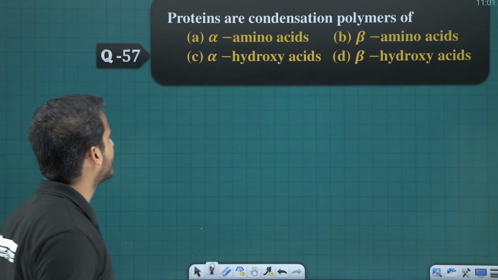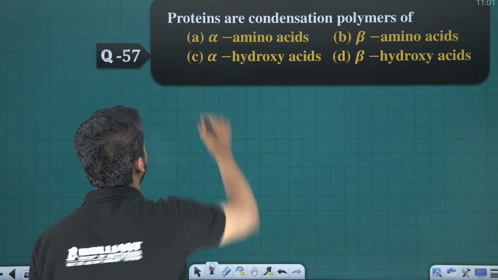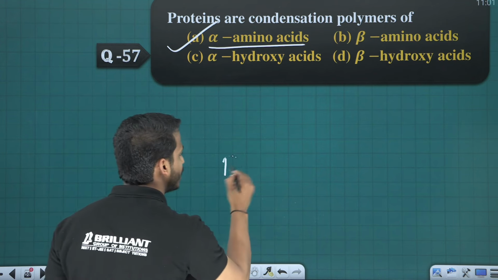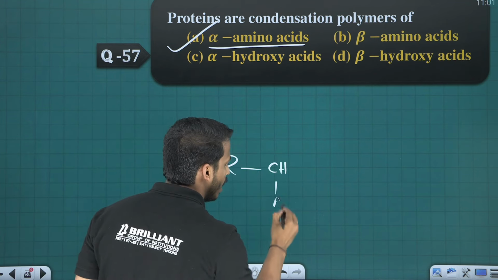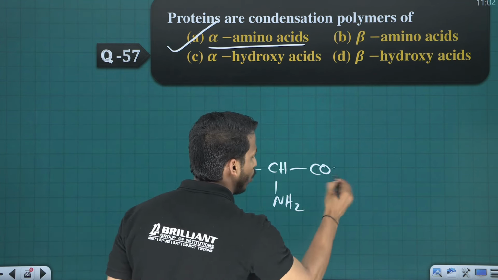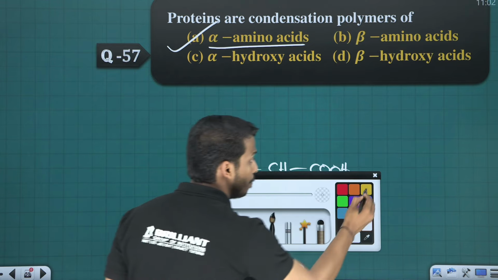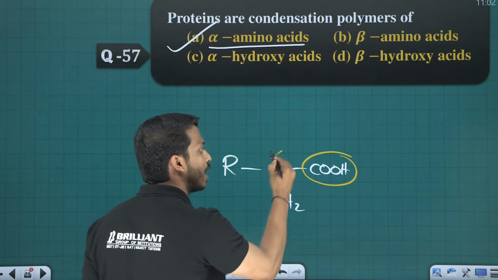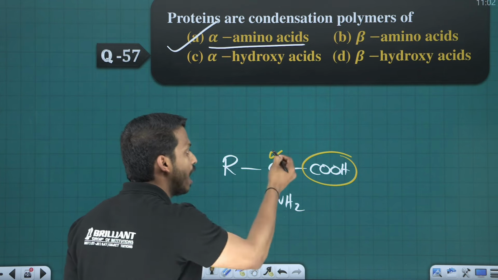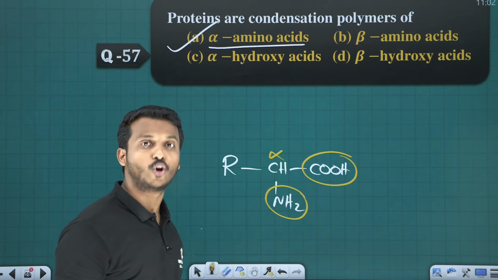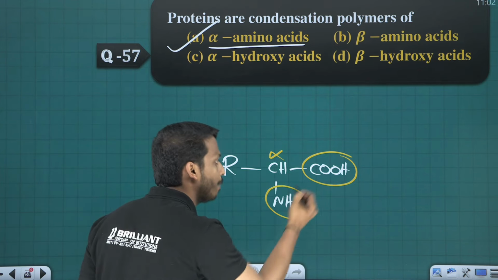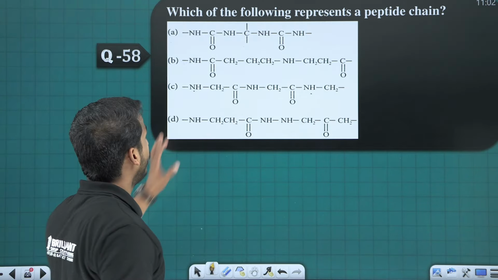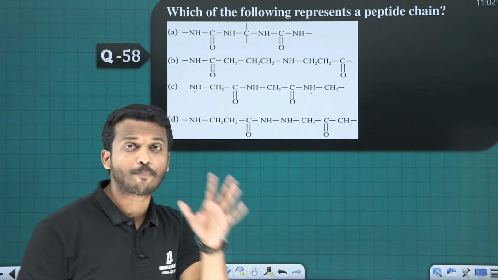Proteins are condensation polymer of what? Alpha amino acid. What is the general formula of amino acid? RCH, and we have COOH. Yes or no? Here, which is the main functional group? Acid. You know the carbon connected to the main functional group is called alpha. In alpha carbon there is an amino group. Therefore, it's called alpha amino carboxylic acid. Option A.